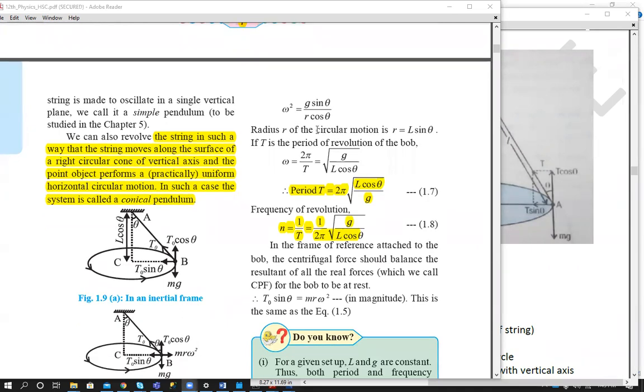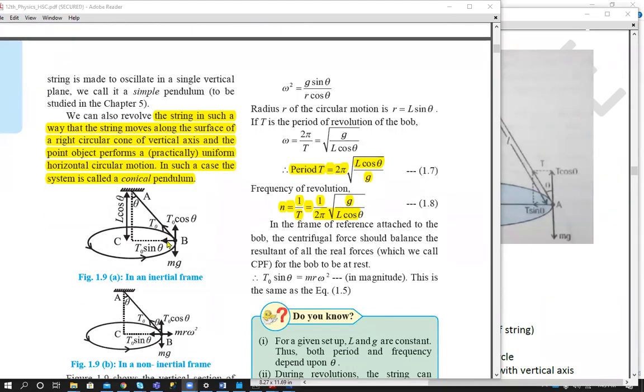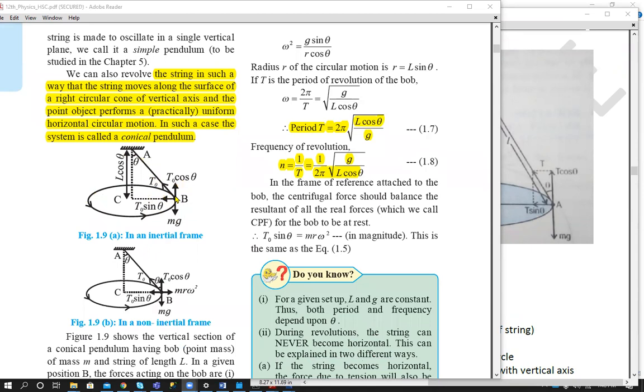Here is the derivation for conical pendulum. What is the period of conical pendulum? Frequency of conical pendulum. What is the linear speed of bob of conical pendulum? Bob means object, or body which is tied to the end of the string. One end of the string is tied to the rigid support, another end is tied with an object, that is called bob. Okay, so we have to find the linear speed of bob of conical pendulum, angular speed of bob of conical pendulum, time period of conical pendulum, and frequency of this conical pendulum.